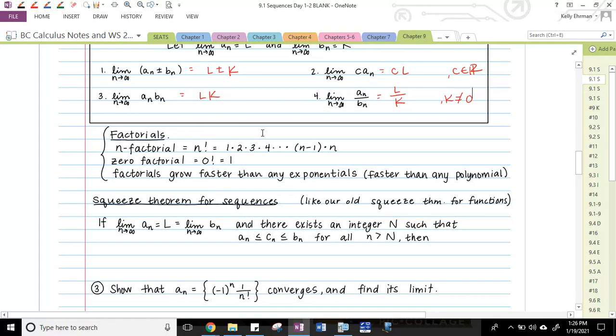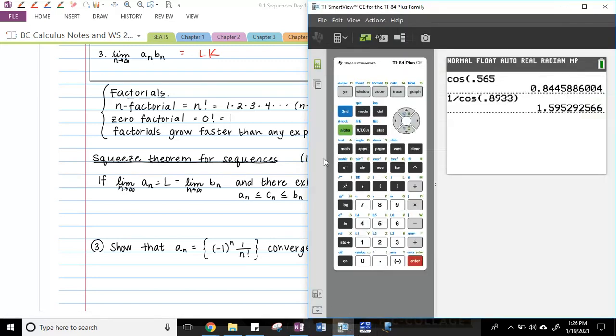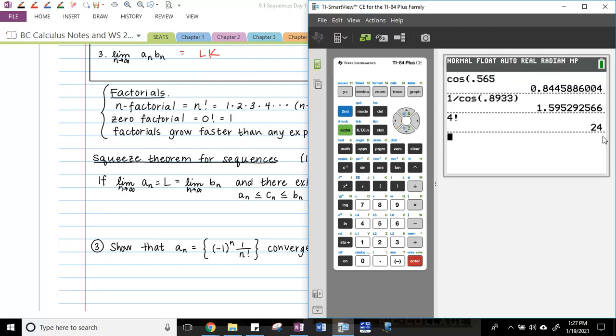Okay, factorials. They're going to pop up a reasonable amount in this chapter. So what are factorials again? Denoted by an exclamation point, so n factorial is n exclamation point. It is in your calculator if you ever need to figure out a factorial. If I want 4 factorial, math, probability, right there. 4 factorial is 24. Factorial means take whatever your number is and multiply it by every integer previous to that.